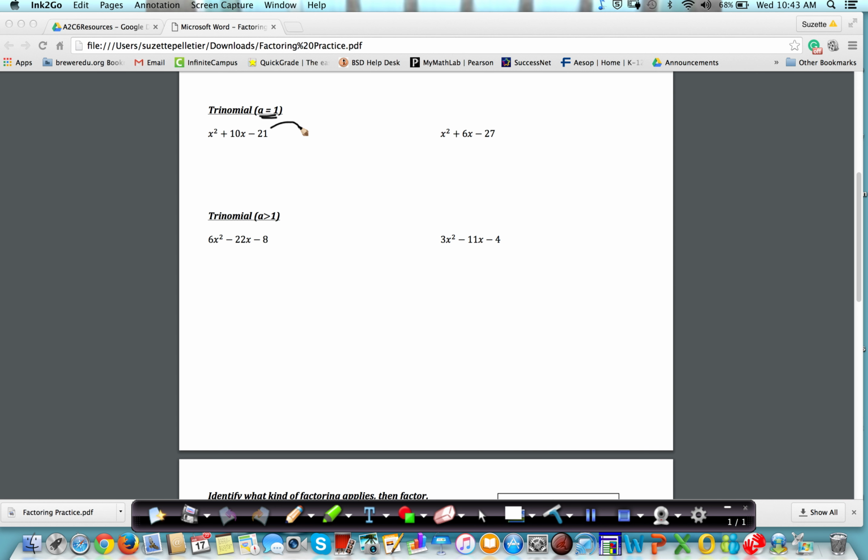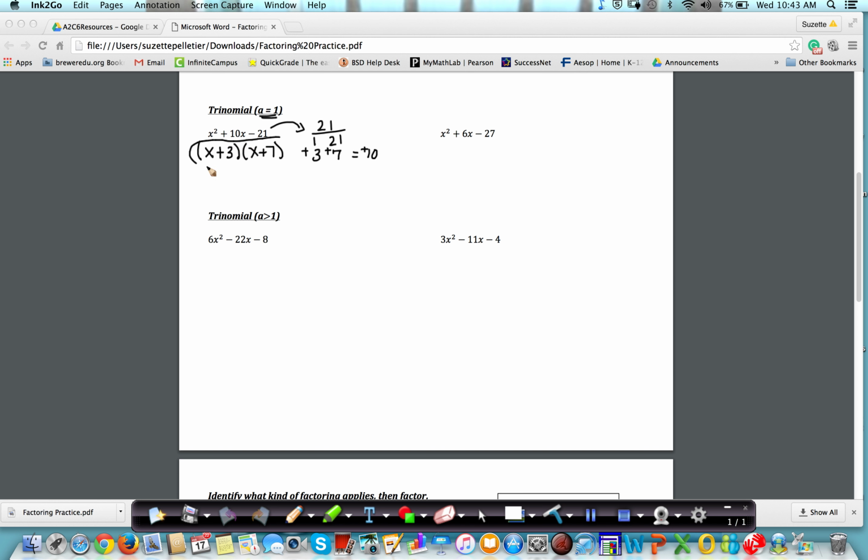You take the factors of the last term, so all the different factor pairs of 21, 1 and 21, 3 and 7, and that's about it for 1 and 21, right? So you've listed all the factors. Now your question is, how do you get this positive 10 in the middle? So positive 3 and positive 7 gives me positive 10. So I'm going to use these two factors, and since a equals 1, all you have to do is put them in the parentheses with your x terms. So x plus 3 and x plus 7.